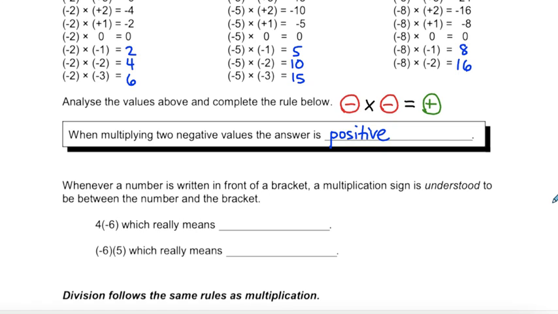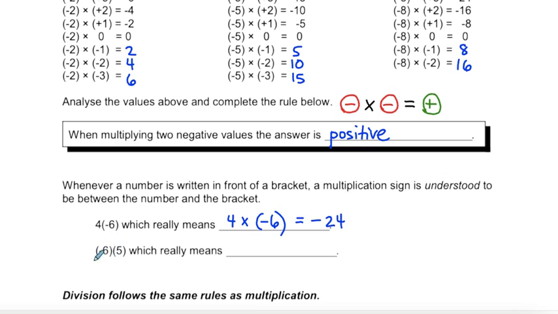So we can represent multiplication in a couple of different ways. Whenever a number is written in front of a bracket, a multiplication sign is understood to be between the number and the bracket. In the examples above, we used those multiplication symbols. You could also express it as just 4 bracket negative 6, and that actually means 4 times negative 6. And we know that a positive and a negative integer will give a negative value, and 4 times 6 is 24.